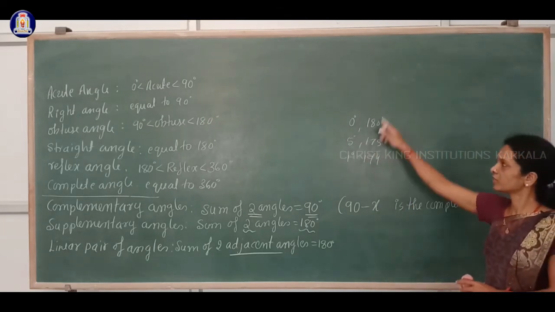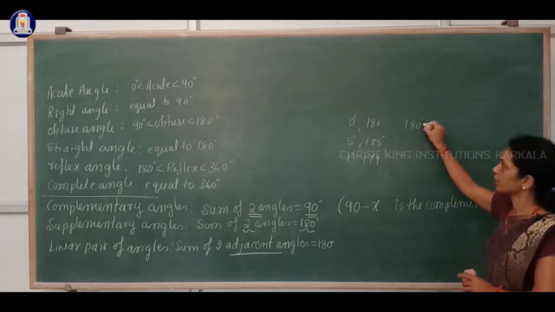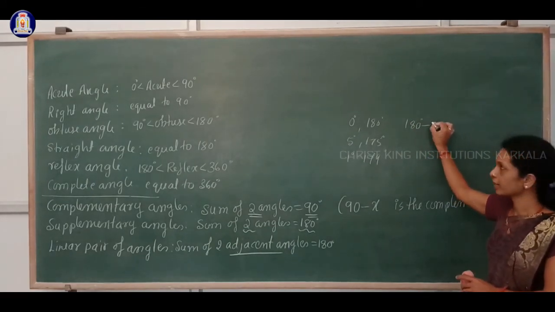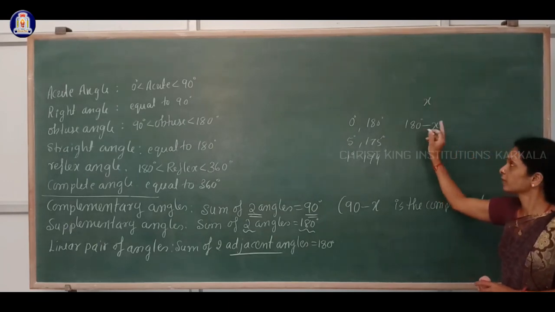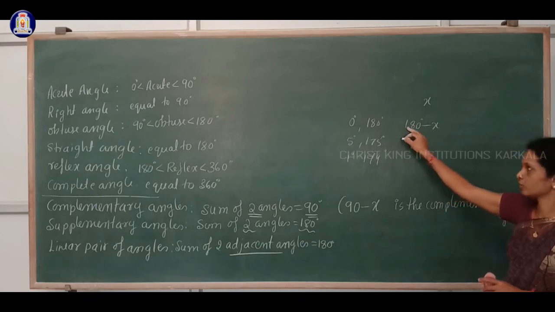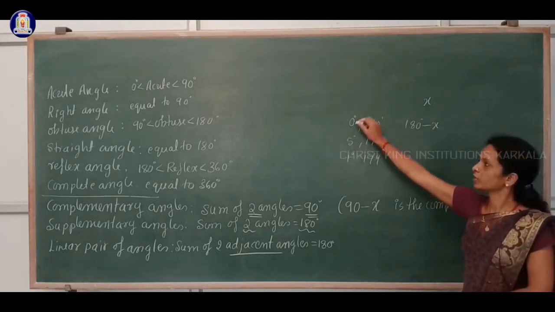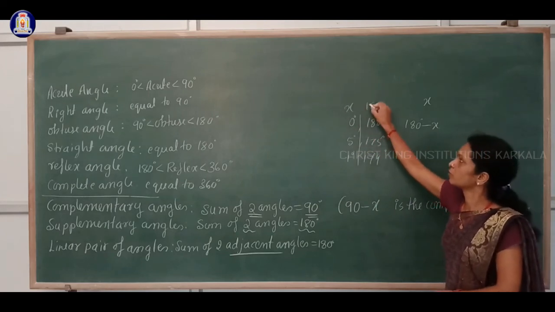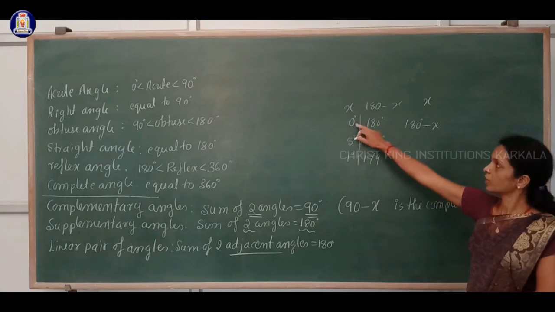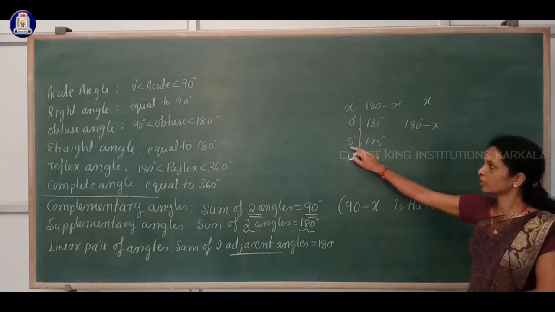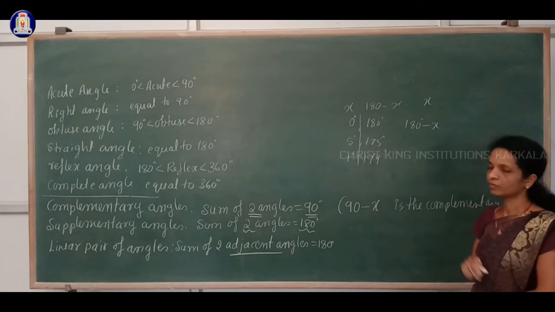So how do we get these supplementary pairs? To get the supplementary pair, you have to subtract the given angle. Suppose x is the given angle, you have to subtract that angle from 180 degrees. Then you will get the supplementary pair. See here, 0 degrees, suppose these are x values, these are 180 minus x, the supplementary pairs. 180 minus 0 is 180. 180 minus 5 is 175. 180 minus 1 is 179.